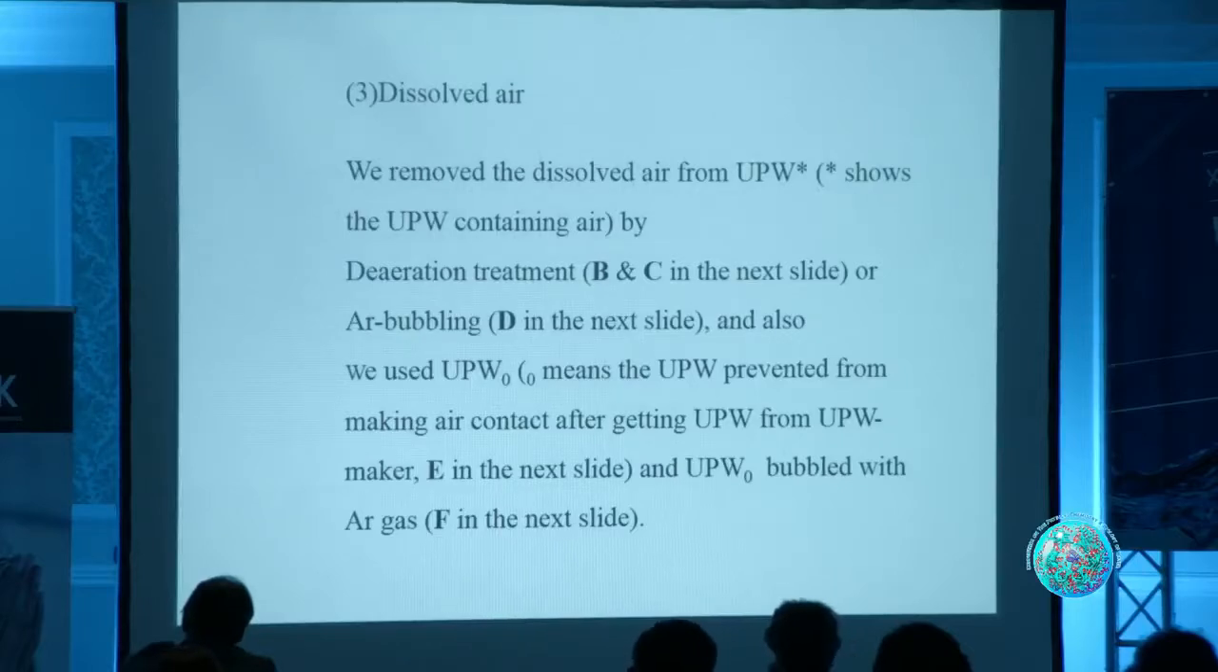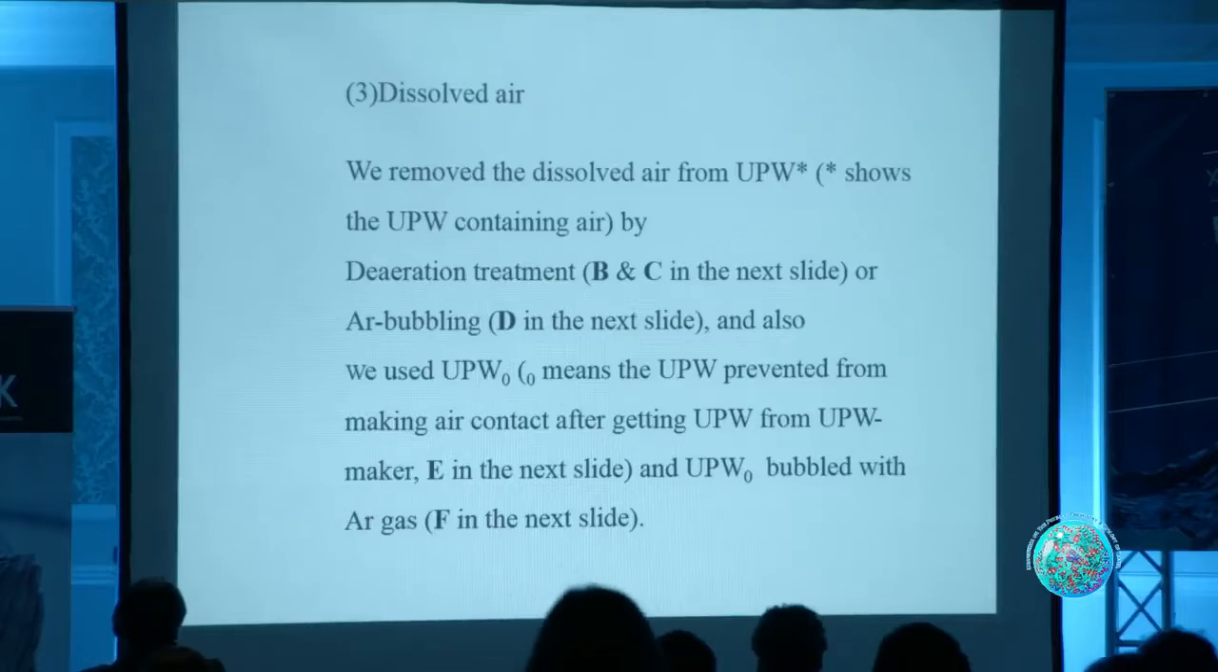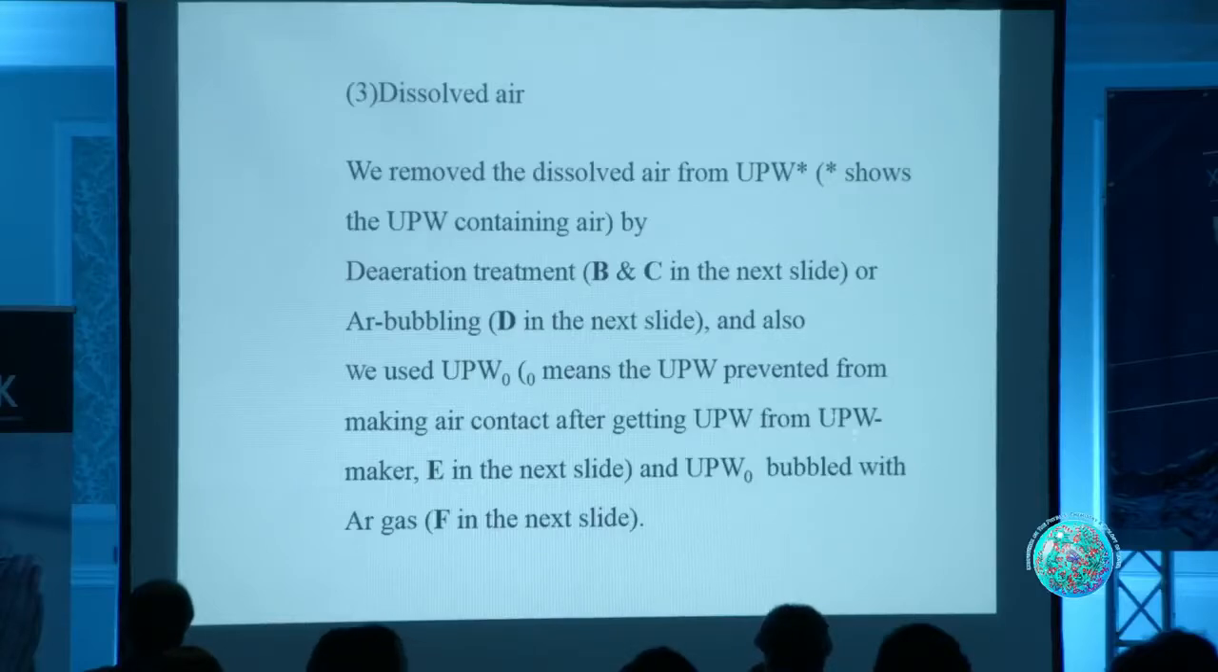The third possibility is dissolved air. We removed the dissolved air from UPW*. Asterisk shows the UPW containing air. We used de-aeration treatment, B and C in the next slide, or Ar bubbling, D in the next slide. And also, we used UPW0. 0 means the UPW was prevented from making air contact after getting UPW from the ultrapure water maker. E is in the next slide. And UPW0 bubbled with argon gas, F in the next slide.